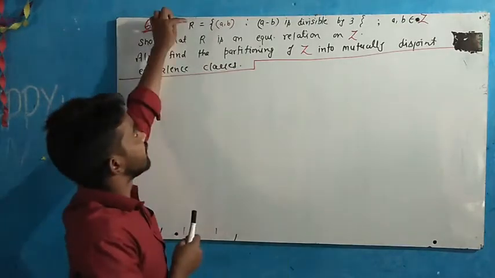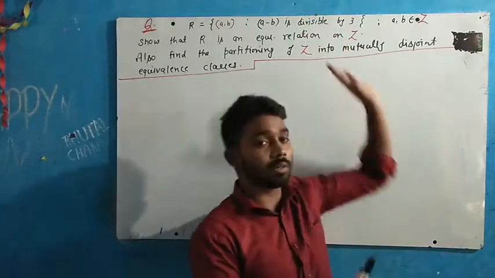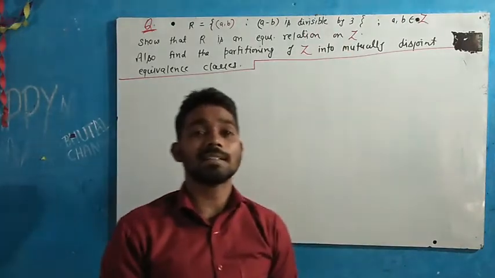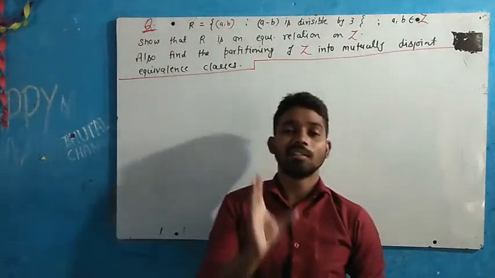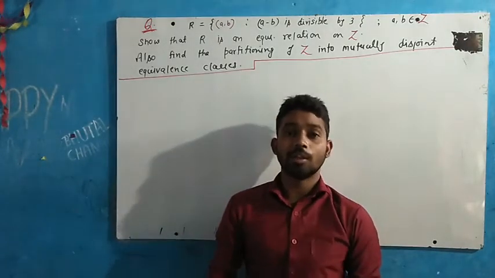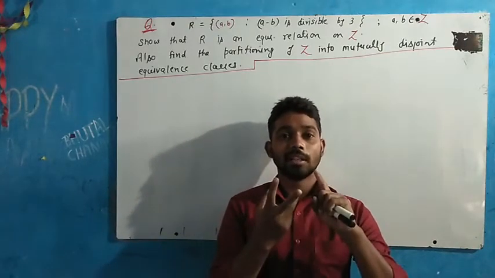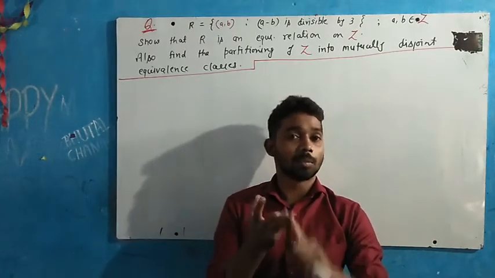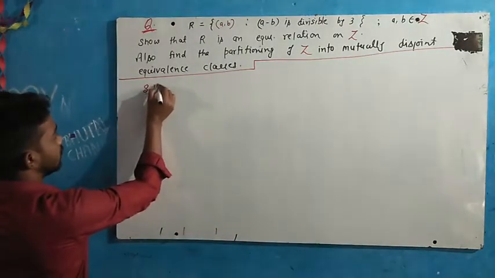First of all, relation R is given. What is our target? First of all, we will prove that this R is an equivalence relation. And you know very well, to prove any relation is an equivalence relation, we need to prove three things. First, it should be reflexive. Second, it should be symmetric. And third, it should be transitive. Clear? So first step, let's see the solution.